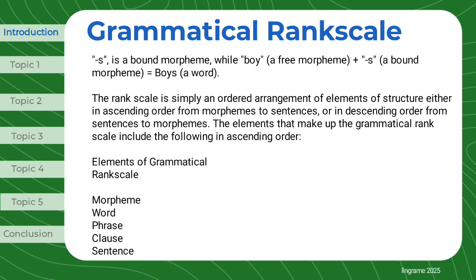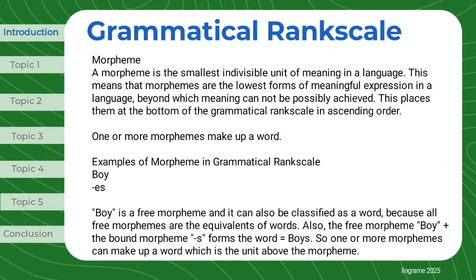The elements that make up the grammatical rank scale include the following in ascending order: morpheme, word, phrase, clause, sentence. Morpheme. A morpheme is the smallest indivisible unit of meaning in a language. This means that morphemes are the lowest forms of meaningful expression in a language, beyond which meaning cannot possibly be achieved. This places them at the bottom of the grammatical rank scale in ascending order.